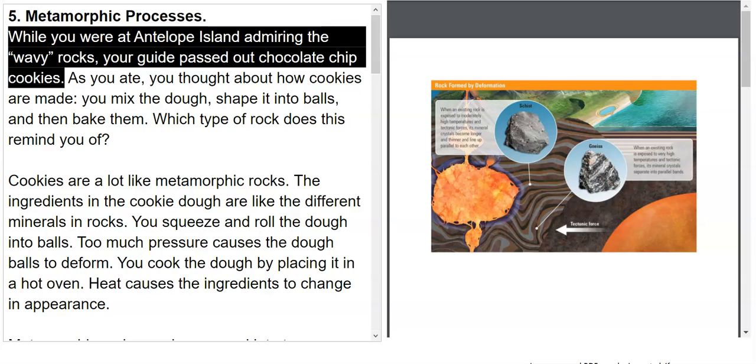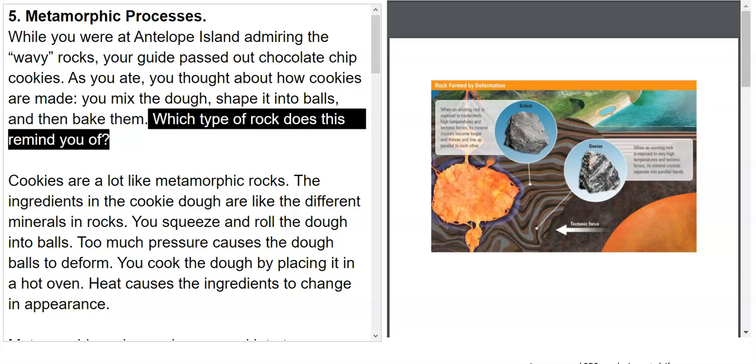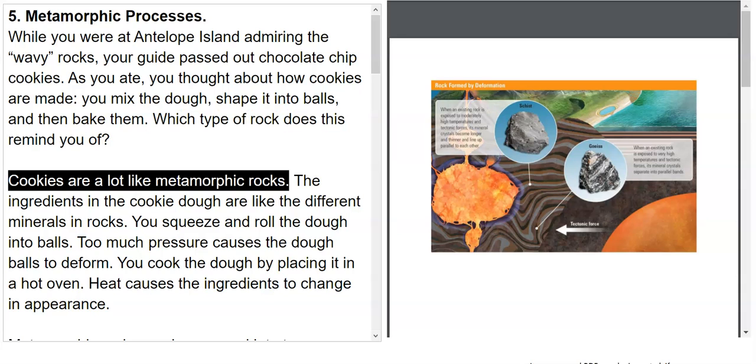While you were at Antelope Island admiring the wavy rocks, your guide passed out chocolate chip cookies. I like that guide. As you ate, you thought about how cookies are made. You mix the dough, you shape it into balls, and then you bake them. Which type of rock does this remind you of? Hmm. Cookies are a lot like metamorphic rocks.